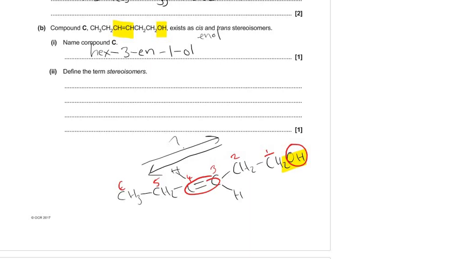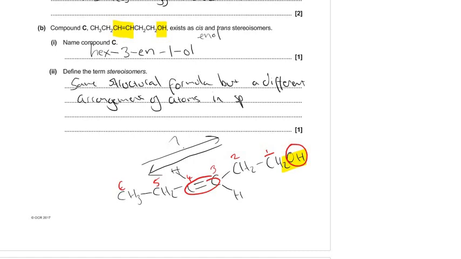So the definition of a stereoisomer is that they have the same structural formula, but a different arrangement of atoms in space. So same structural formula, but a different arrangement of atoms in space. So even with my absolutely atrocious handwriting, I've only taken up half the space they've given me for that mark. So don't be tempted to write more, because that's a really easy way to write yourself out of a mark that you deserve.